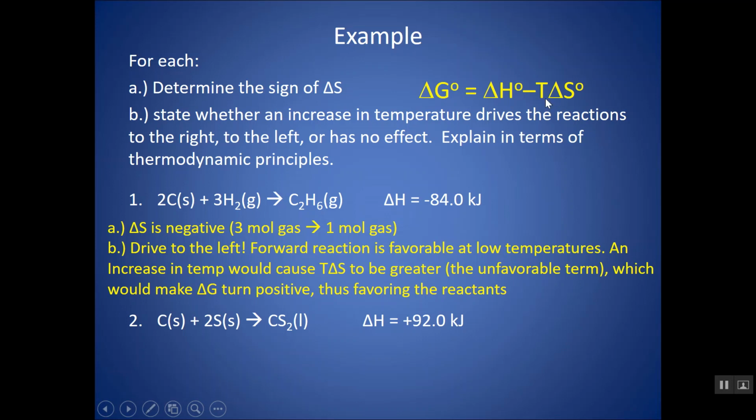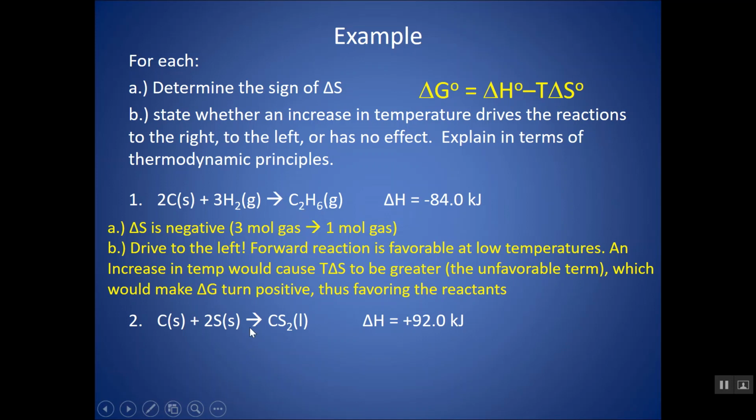If I'm thinking of my actual reaction, increasing temperature would increase this T delta S term. And this would make it the unfavorable term in this situation because delta S is negative, which is not favorable. In turn, it could drive delta G to be positive, thus favoring the reactants. And remember, the reactants are on the left-hand side. So sometimes if they say drive reactions to the right, they're talking about going forward. If they say drive to the left, they're talking about going in reverse, or essentially not going forward.